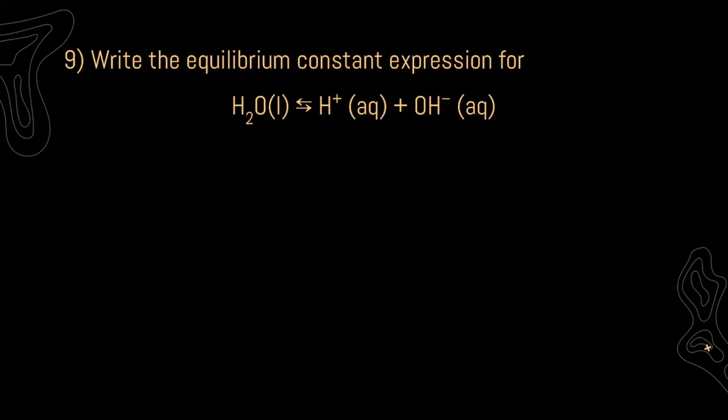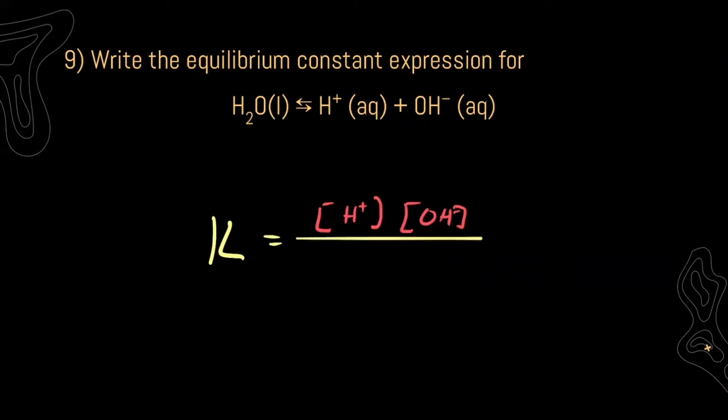Up to this point, they've been pretty straightforward, but now let's look at the decomposition of water, liquid water, into its ions, hydrogen ion and a hydroxide ion. Again, our equilibrium constant is going to be equal to our concentration of our products. In this case, we can add a 1, divided by our concentration of our reactants.